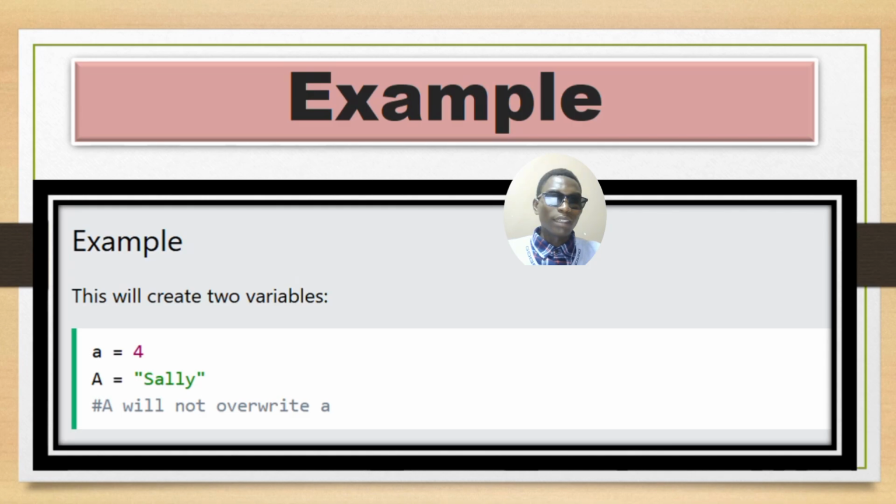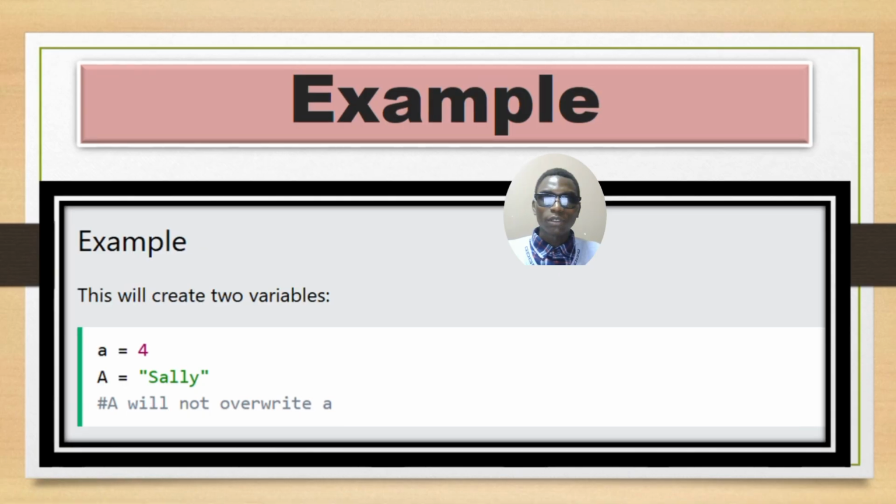What I want to clarify is that a is equal to 4 and uppercase A is equal to Sally, to mean that this lowercase a is different from uppercase A. A will not overwrite a. This means that this lowercase a with value 4 is different from this uppercase A. A will not overwrite a, to mean that it's not like writing a multiple times. This lowercase a is different from uppercase A.